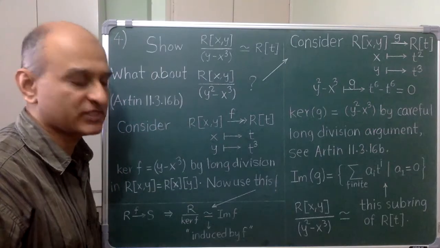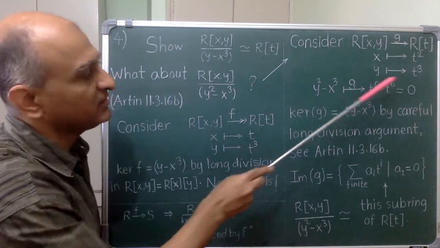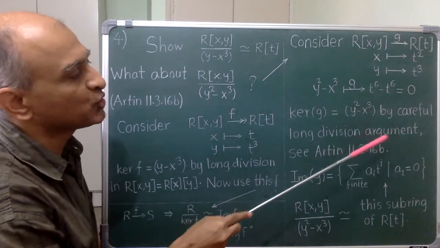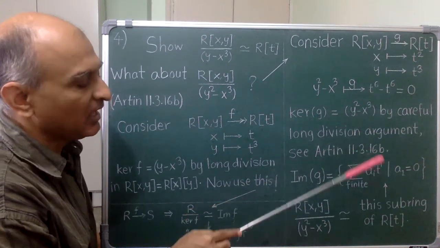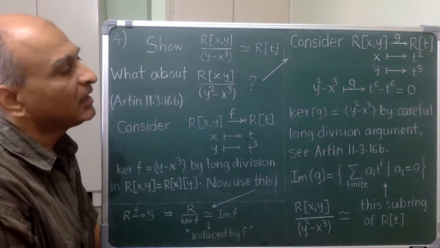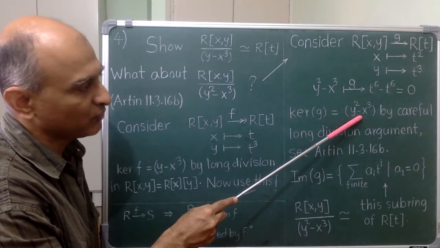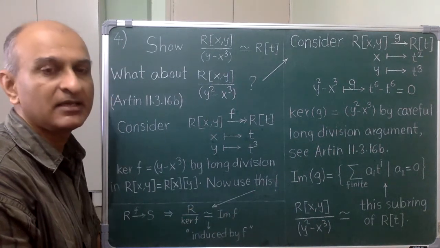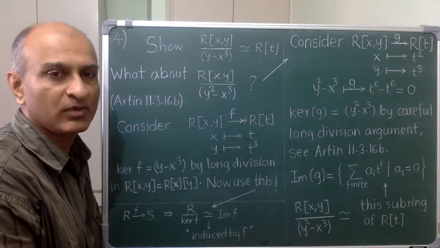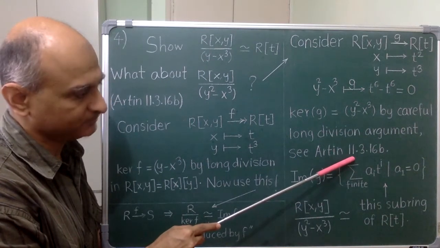It is natural to send x to t square and y to t cube. Then y square minus x cube does go to 0. To show that it generates the kernel, I can use the same long division argument as here. But now, this is a quadratic polynomial in y. Therefore, when I divide by it, I get a remainder that is linear in y. And the argument becomes a little more involved, but it still works, as you can see in the textbook.